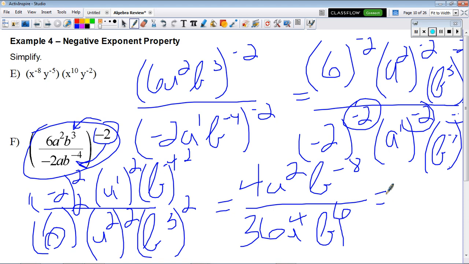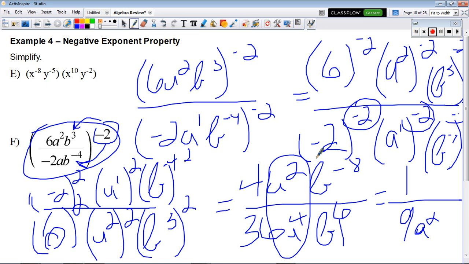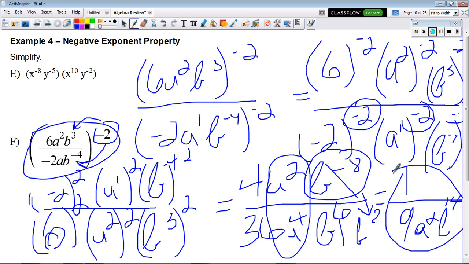So when I simplify this, 4 over 36 reduces to 1 over 9, and then I have a squared over a to the 4th. 4 minus 2 is 2, so the answer is a squared, and that's going to go on the bottom. And then this b to the negative 8, I have to drop that to the bottom and make it positive 8. I can put b to the 6th and b to the 8th together. This would be b to the 14th power. So the answer to this would be 1 over 9a squared b to the 14th power.